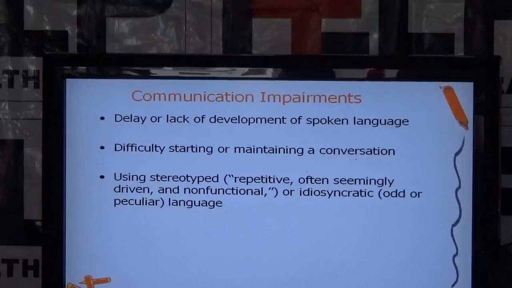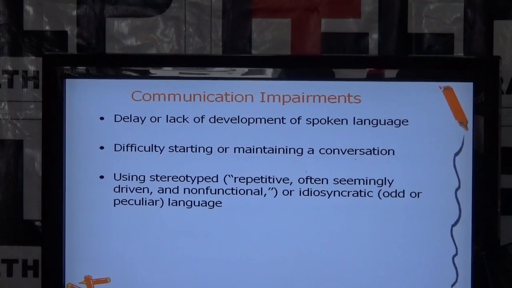In their communication impairments, they usually have a delay in speaking, so they usually talk late. When they're a little older, they have difficulty starting or maintaining a conversation. And sometimes they tend to get stuck on their own areas of interest and will only talk about that. And their language then tends to be a little repetitive.